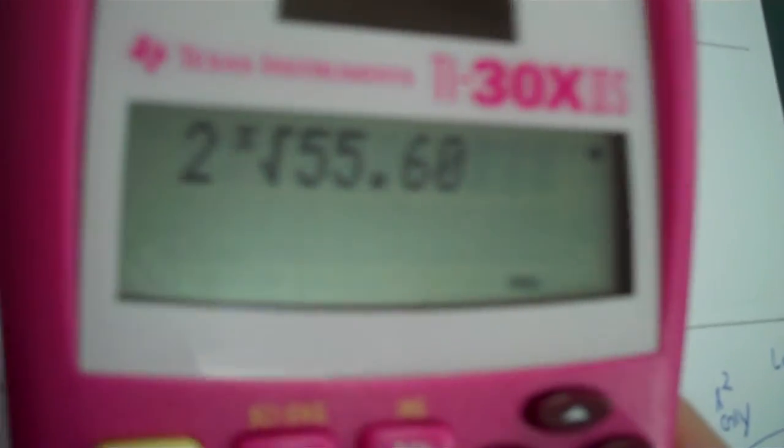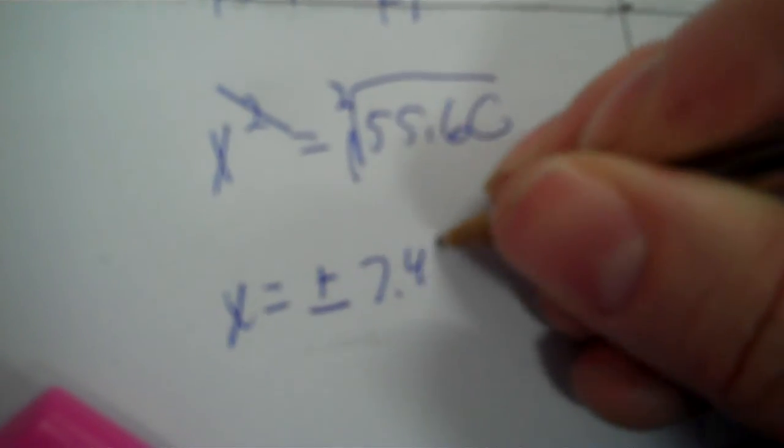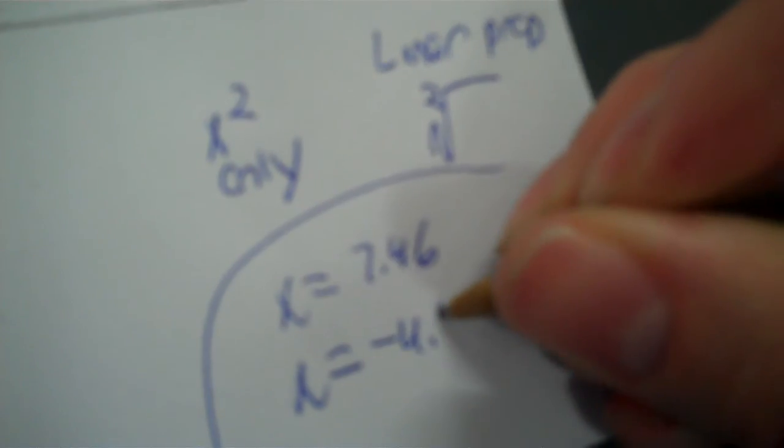Positive, negative, because it's an even root. And then you go 2 second caret 55.60. That one you could just go second x squared too, because it's a square root. 7.46. Okay, so positive and negative.